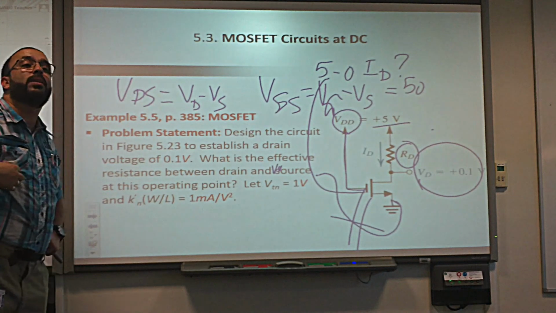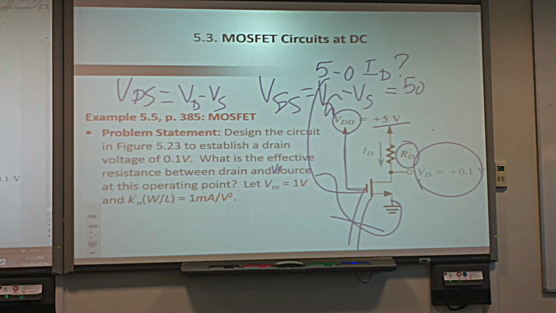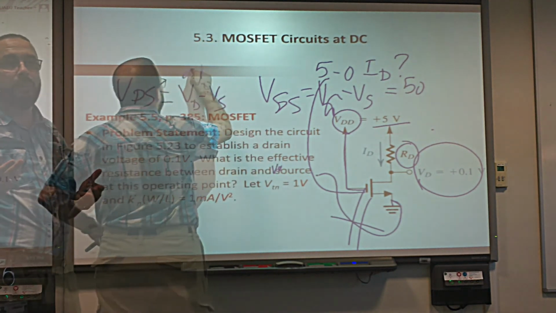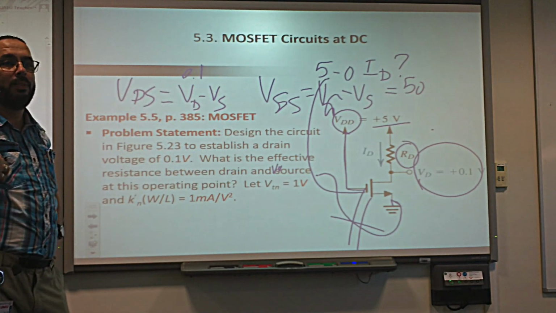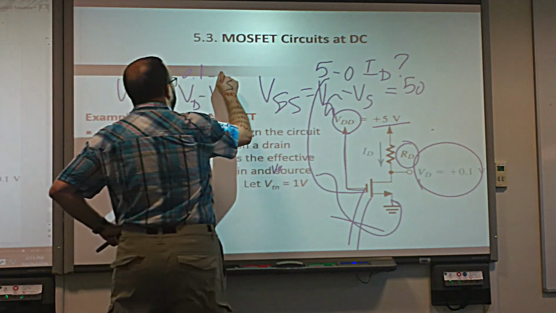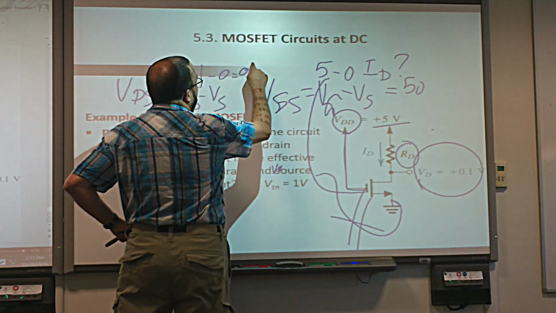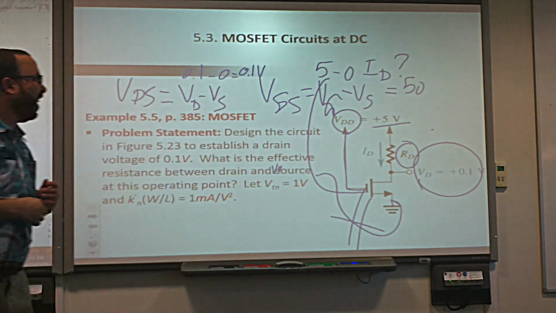VD is equal to what? 0.1. VS is equal to 0 because it's connected to ground. Very good. So VDS is equal to 0.1 volt. Right or not? Excellent, right.